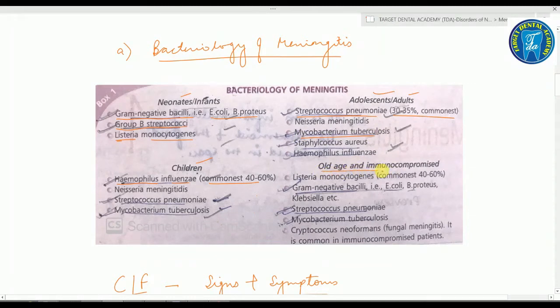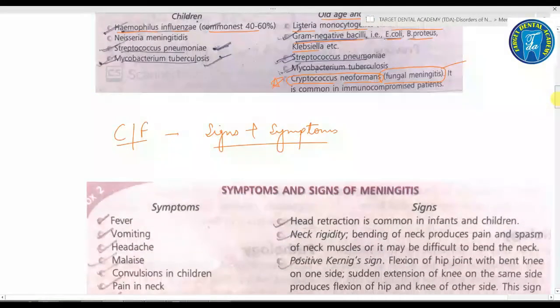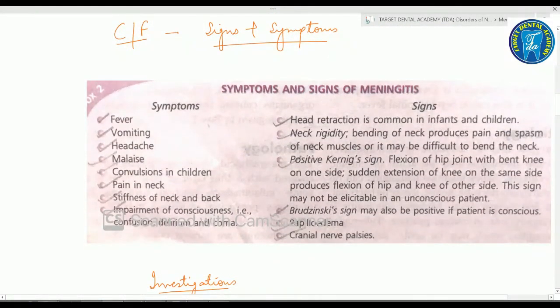And in old age and in the immunocompromised patient, the most common cause is Listeria monocytogenes, and also the gram-negative bacilli, which are Klebsiella, E. coli and Proteus. Fine, very important. And in fungal meningitis, the commonest cause is Cryptococcus neoformans. Important. Fine. So after this, let's discuss the signs and the symptoms of meningitis.